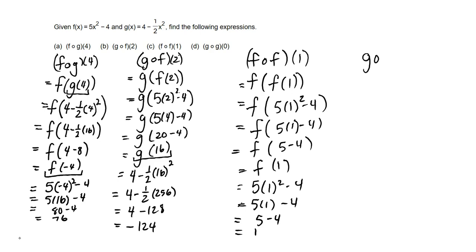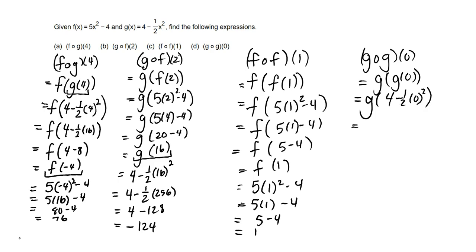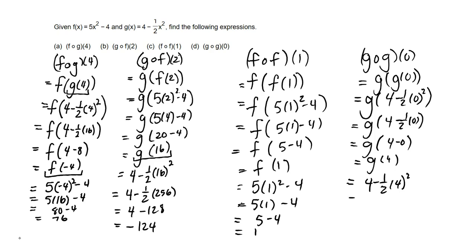Then finally we'll work out g composed with g of 0. G is our outside function and g is our inside function. We'll substitute a 0 in for x in the function g. 4 minus 1/2 times 0 squared. 4 minus 1/2 times 0. 4 minus 0 would give me 4. Then I want to find g of 4. That's 4 minus 1/2 times 4 squared. 4 minus 1/2 times 16. Half of 16 is 8, and 4 minus 8 would be negative 4.